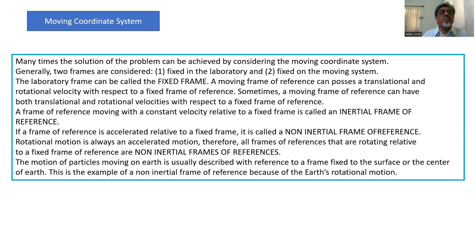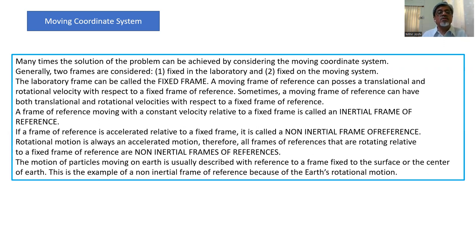The laboratory frame can be called the fixed frame, while a moving frame of reference can possess either translational or rotational velocity with respect to the fixed frame of reference. Sometimes the moving frame of reference can have both translational and rotational velocities with respect to the fixed frame of reference.